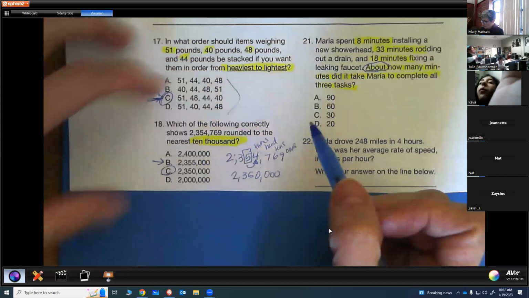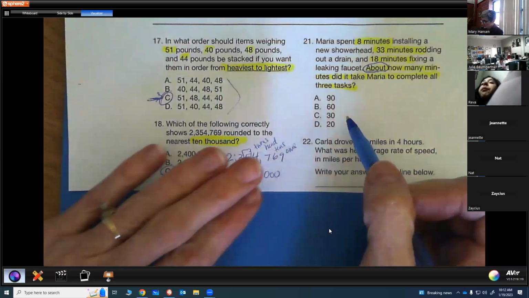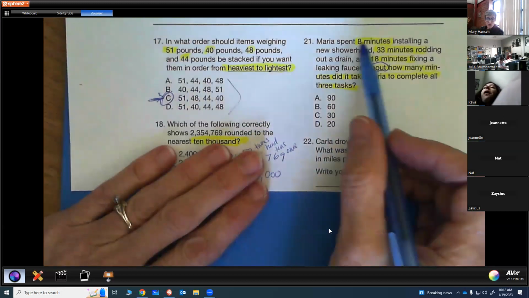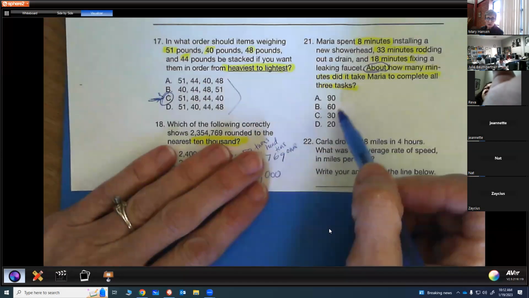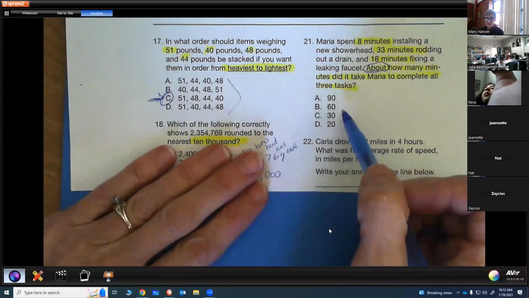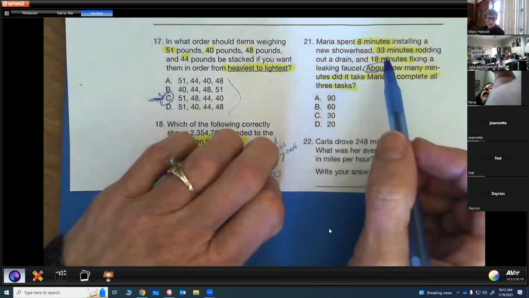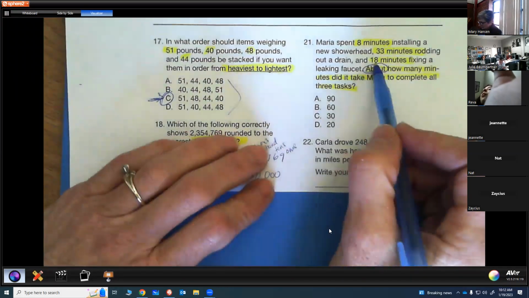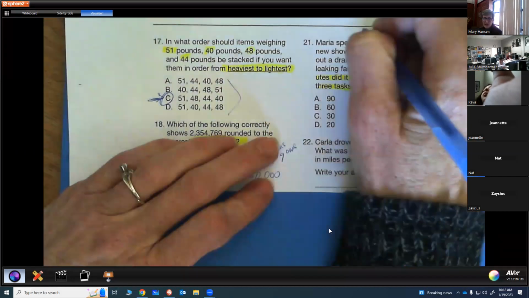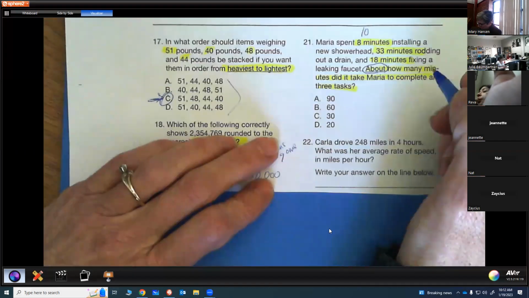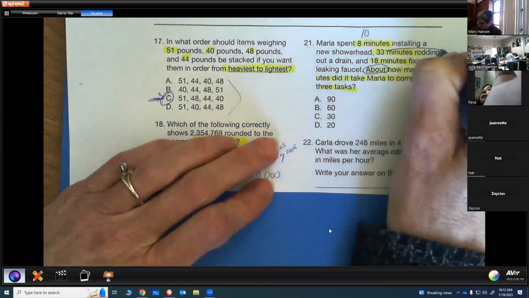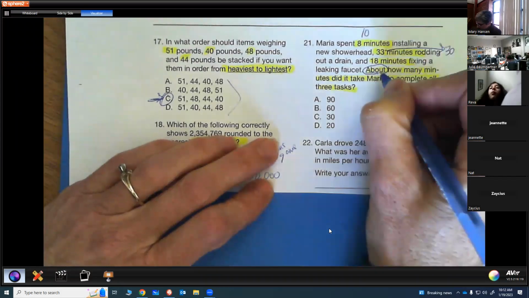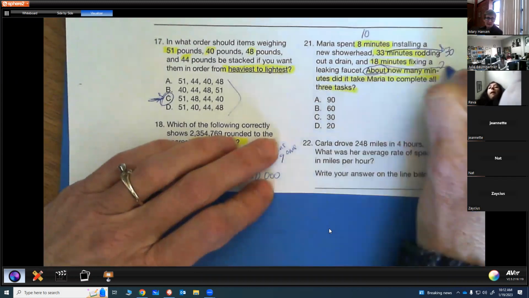So you can add the numbers as they are and then see which number it's closest to, or you can take an easier route. And that would be to just round each of these numbers. For example, 8 is pretty close to 10. And 33 is pretty close to 30. And 18 is pretty close to 20.